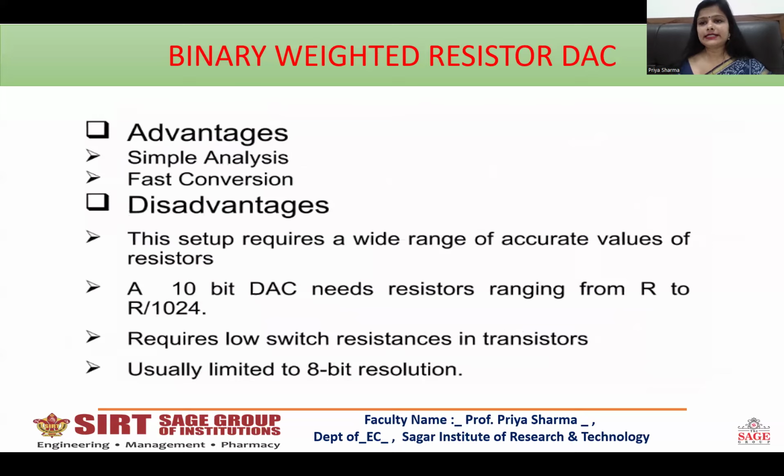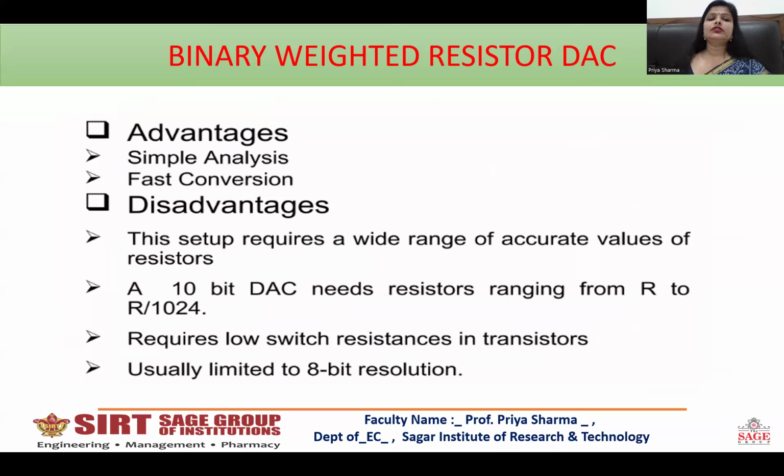Coming to the advantages and disadvantages. The advantage is it's a simple analysis. It's fast. Conversion is very fast. The disadvantage is that this setup requires a wide range of accurate values of resistors. A 10-bit DAC needs resistors ranging from R to R upon 1024. It requires low switch resistances in transistors, and is usually limited to 8-bit resolution.